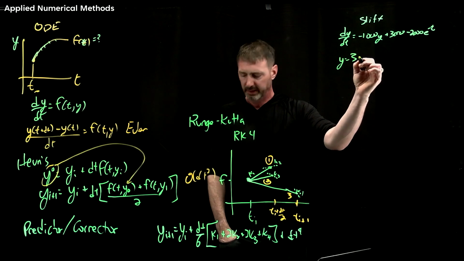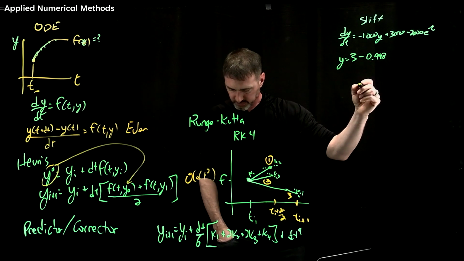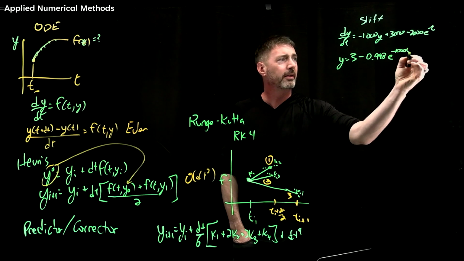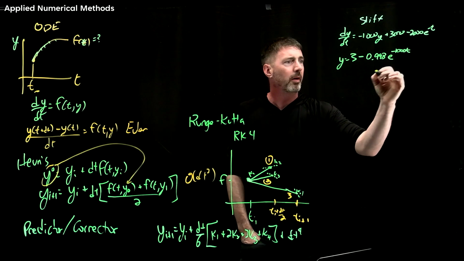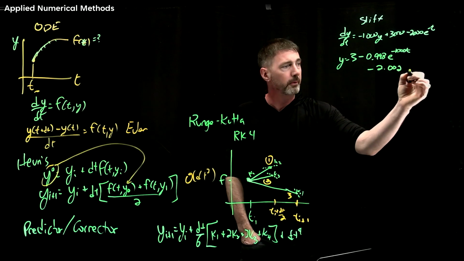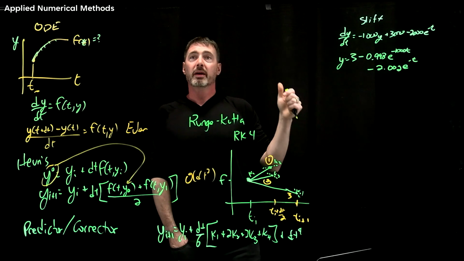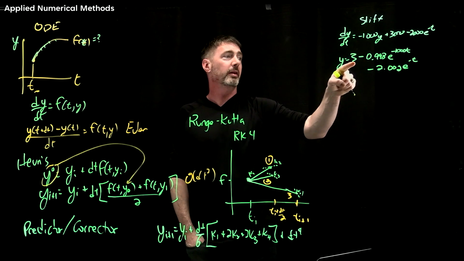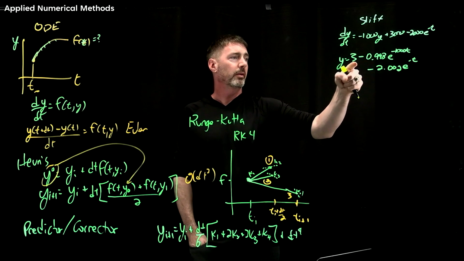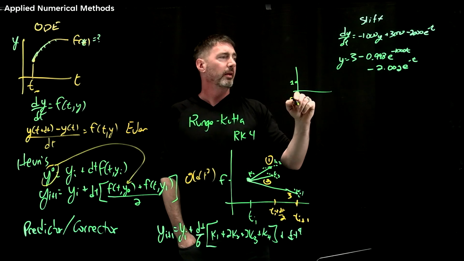y is equal to 3 minus 0.998 e to the negative 1,000t minus 2.0002 e to the minus t. That's the full analytical solution. So what you have here is that when t is equal to 0, y is equal to 1. So graphically, this is going to start at 1, right?